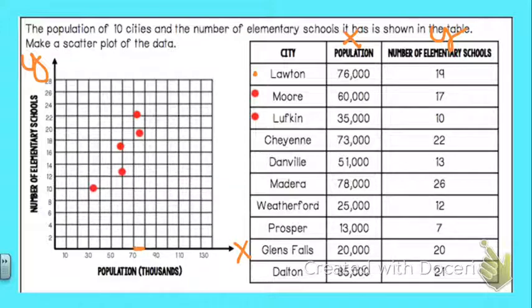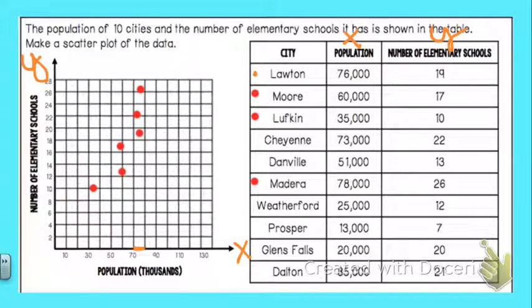And it's going to be in between 12 and 14. I'm here at Madron, which is 78,000, and they've got 26 elementary schools. So it'll be close to the 80,000 mark. And we have 26 schools, so we're going to be right there.